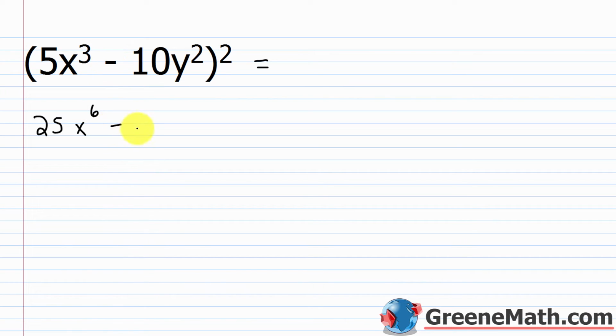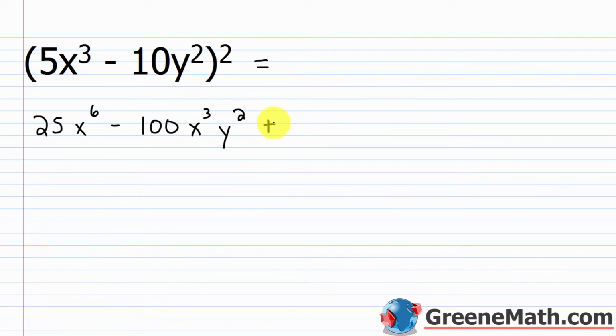You keep x the same, multiply 3 times 2, you get 6. Then minus, okay? When you have a minus sign in this formula, remember your second term will have a minus out in front. So I'm going to have 2 times 5x cubed times 10y squared. So 2 times 5 is 10. 10 times 10 is 100. So let's put 100. And then times x cubed, and then times y squared.